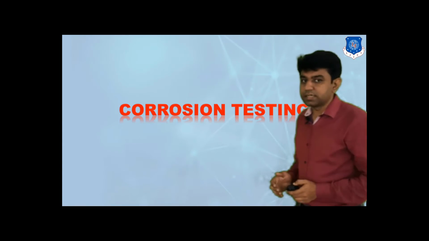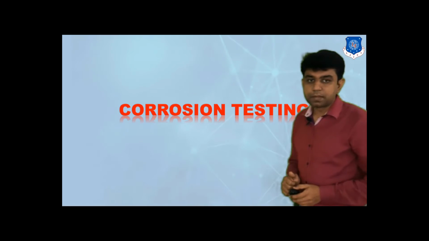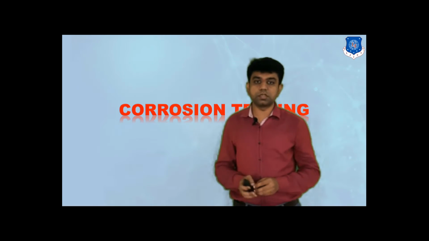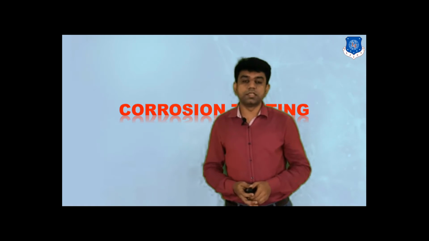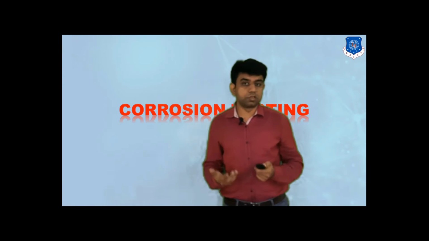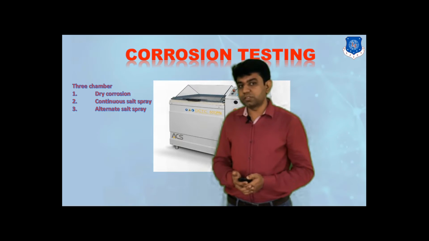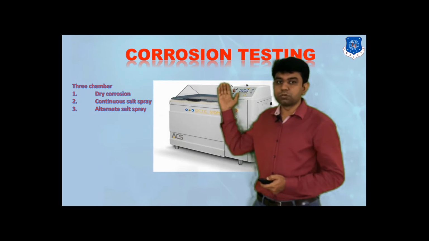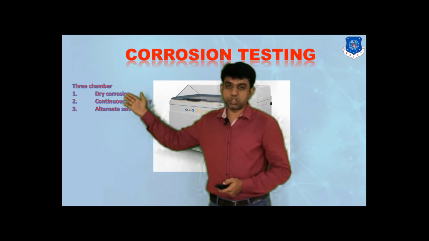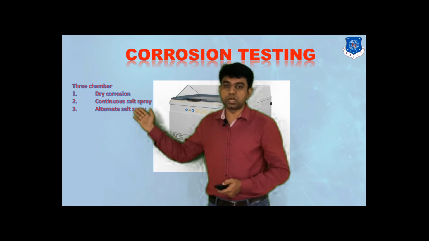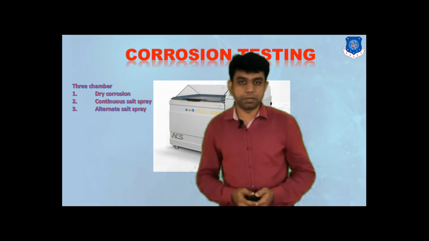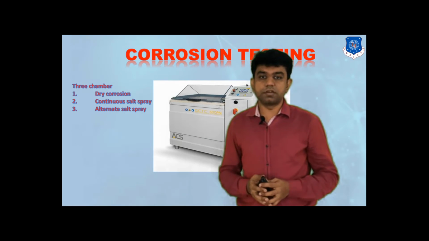Now let us understand the next topic, that is corrosion testing. Basically the corrosion test is required in order to evaluate the life of the metallic components which we use in an automobile. In order to check the corrosion time, we have this kind of machine, a corrosion testing machine, in which there are normally three different kinds of chambers. The first chamber is called dry corrosion, the second one is continuous spray of salt, and the third one is an alternate salt spray type of chamber. These three scenarios would be checked.